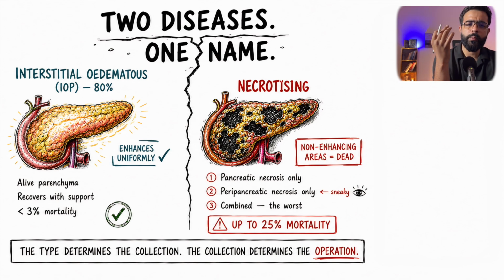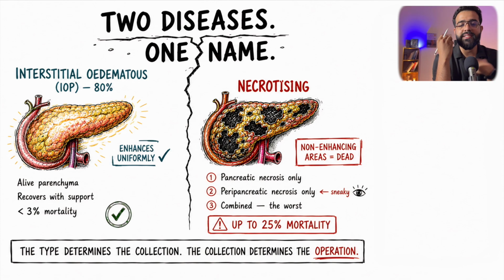Now you might be wondering why this classification matters so much. Because IPF collections, APFCs, mostly resolve. You watch them. Necrotizing pancreatitis collections, ANCs, contain dead tissue. Dead tissue can't be drained with a needle alone. It needs necrosectomy. This classification is literally telling the surgeon what operation they are walking into. Get the right type, use the right words, and it's not just academic, it's clinical.